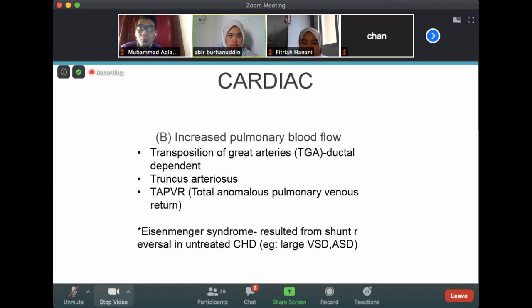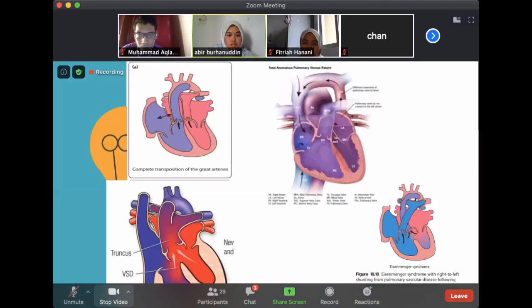Then for cyanotic heart disease with increased pulmonary blood flow, examples are transposition of the great arteries, which is ductal dependent, meaning they depend on the duct to maintain the systemic circulation. Then truncus arteriosus, a form of complex cyanotic heart disease, and total anomalous pulmonary venous return. You can see the picture here. The first picture is transposition of the great arteries, where they have two parallel circulations.